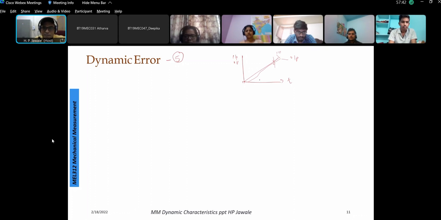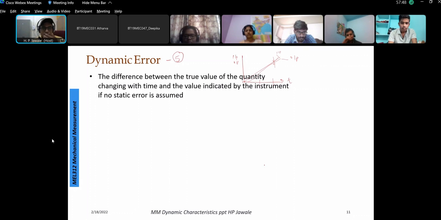Dynamic error at any given interval of time will be the difference between the input and the output shown. It's very true, as with the accuracy that we study in the static characteristics, or the precision and accuracy that we study in the static characteristics, is similar to the dynamic error. But again, it is different here. It was an input versus output relationship in our static characteristics.